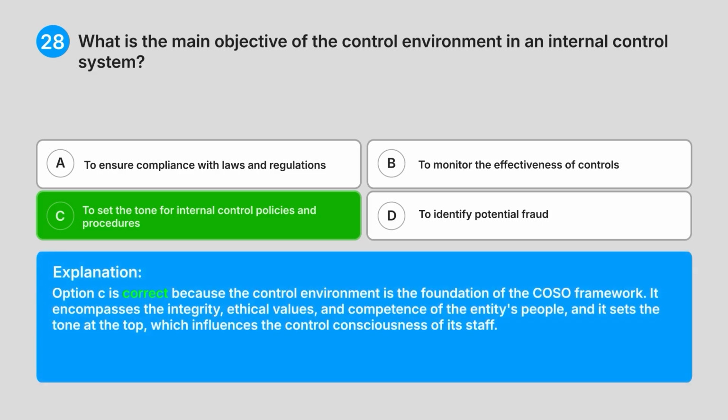Explanation: Option C is correct because the control environment is the foundation of the COSO framework. It encompasses the integrity, ethical values, and competence of the entity's people, and it sets the tone at the top, which influences the control consciousness of its staff.